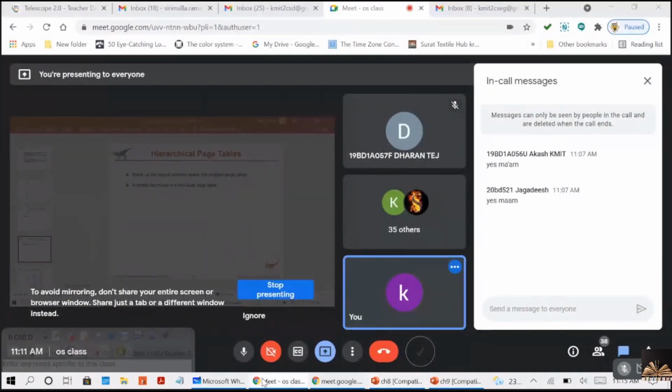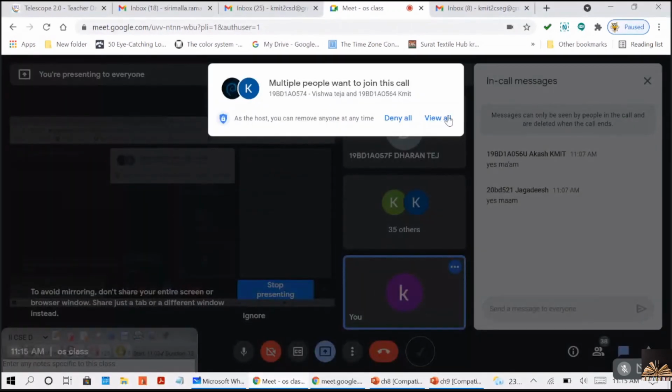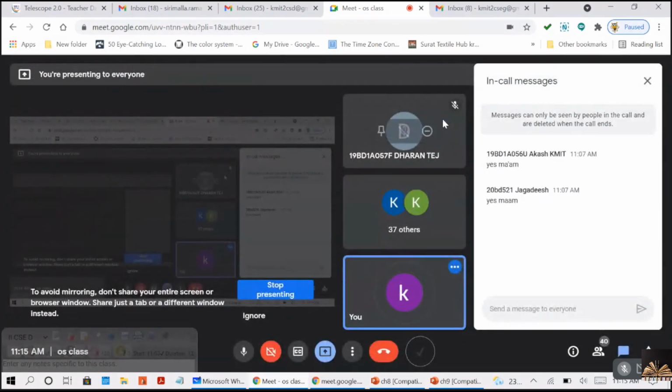Guys, up to this it is clear? How the protection can be given, and what do you mean by shared pages? You got it? Shall I continue with the next topic? Are you following me?